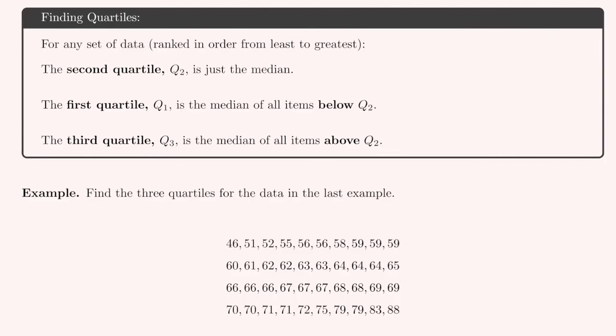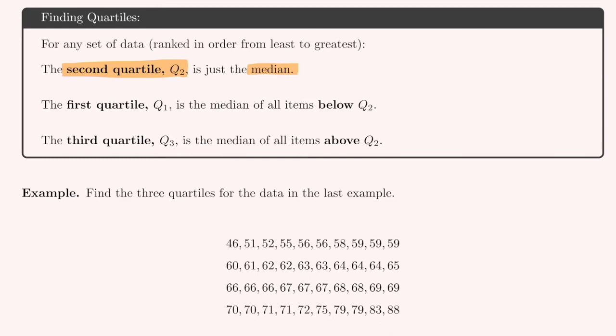Our next topic of this video is finding quartiles. So we have a few definitions to read over at first. The second quartile, which is written out as Q subscript 2, is always just the median of the data values. So keep that in mind. You always find the second quartile first, as it's the median of the data values.